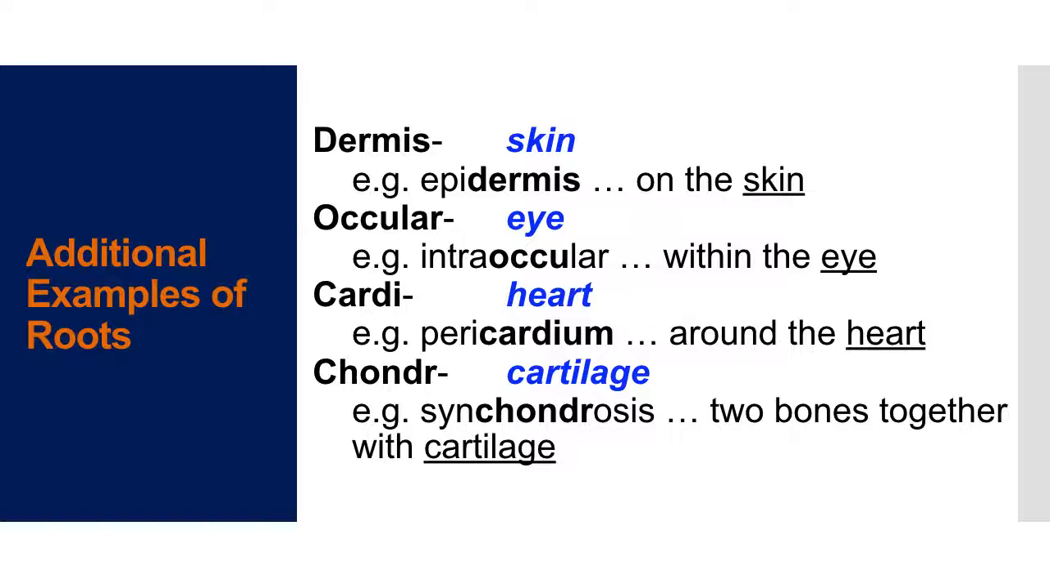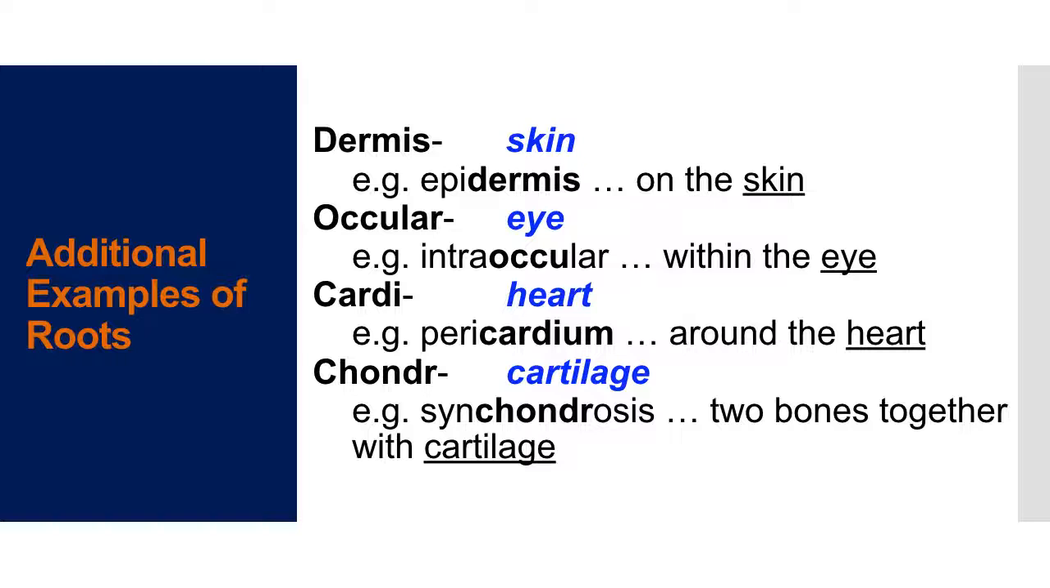Intraocular, remember you learned this with intra as a prefix. Now we take this prefix intra, which means within, put it together with the root word ocula, which means eye, and now you know it means within the eye. Cardia means heart. So when we take peri, which you learned as a prefix meaning around, put that together with the root cardi, and you have around the heart.